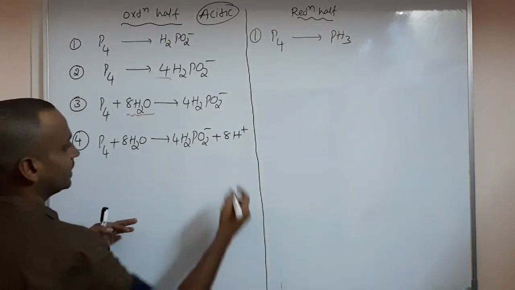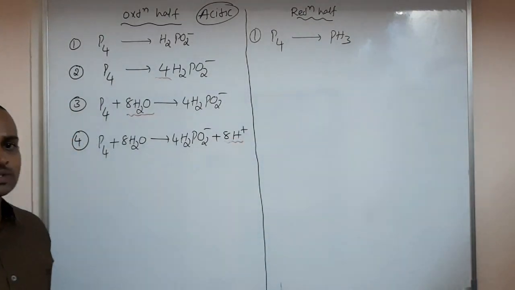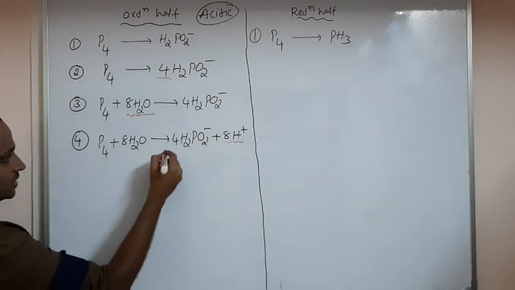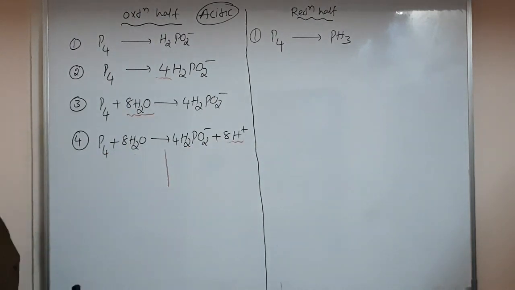So what I did here, 8H plus ions I added. I repeat, 8 2s are 16, 4 2s are 8, and 8. That's it. I won't do much more than that.